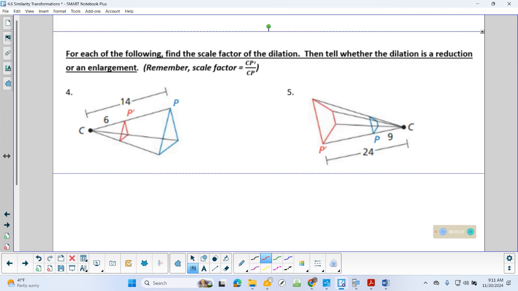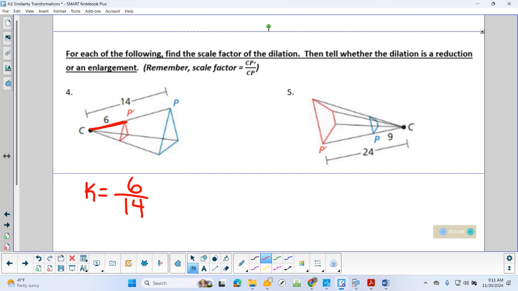It says for each of the following, find the scale factor, tell whether it's a reduction or an enlargement. Remember we use the variable k for the scale factor. You have to know, is it 6 over 14 or 14 over 6? You count from the center to the prime, the image, first. So I'm looking at the 6 first, because that would be the image. The prime notation is the image compared to the pre-image, what you start with, which is the 14.